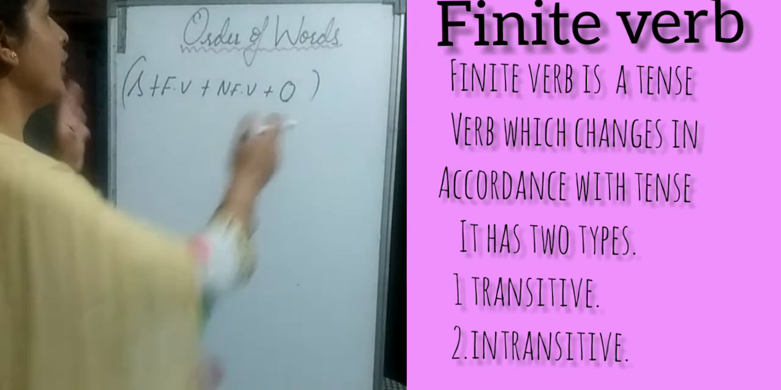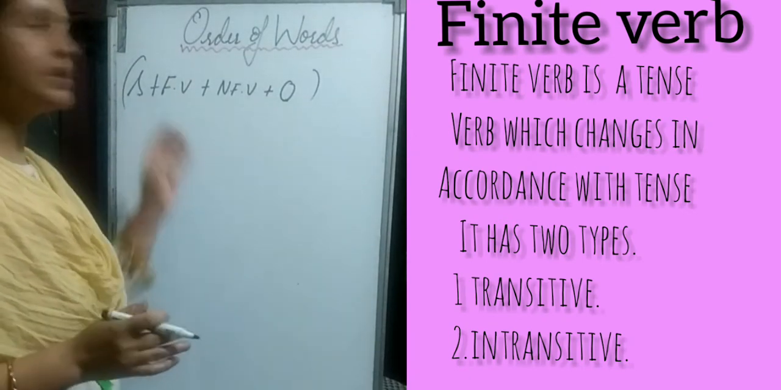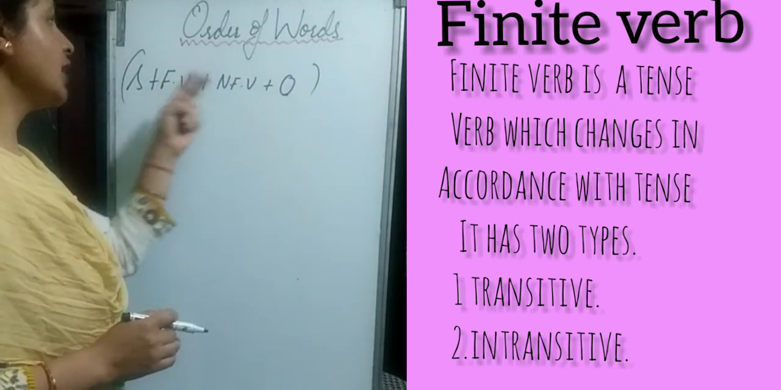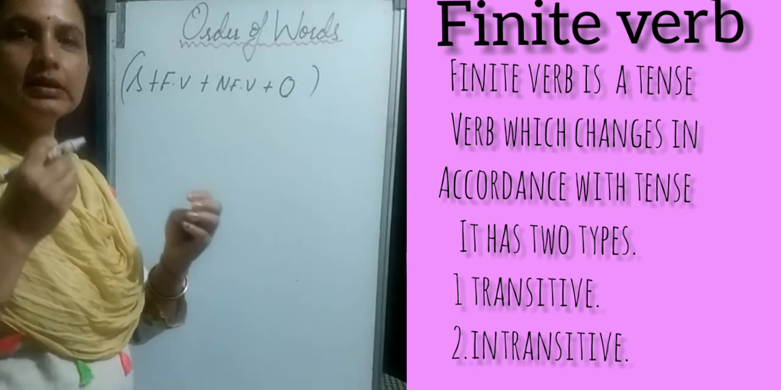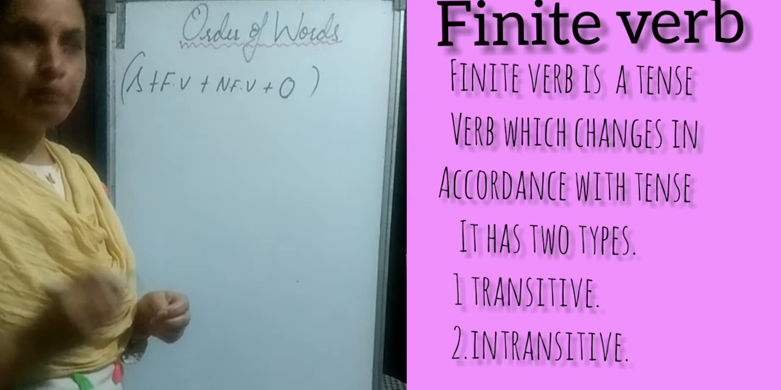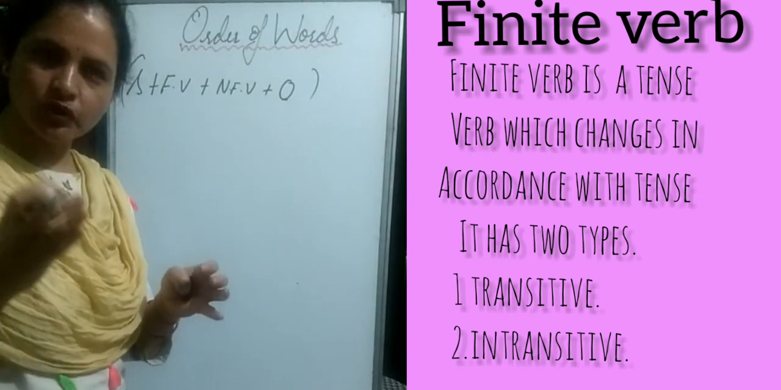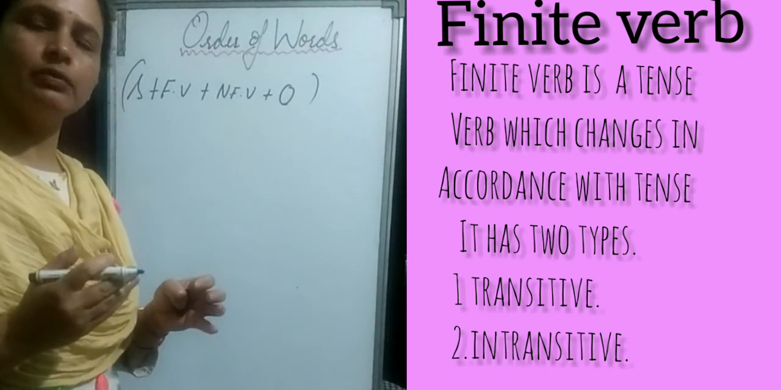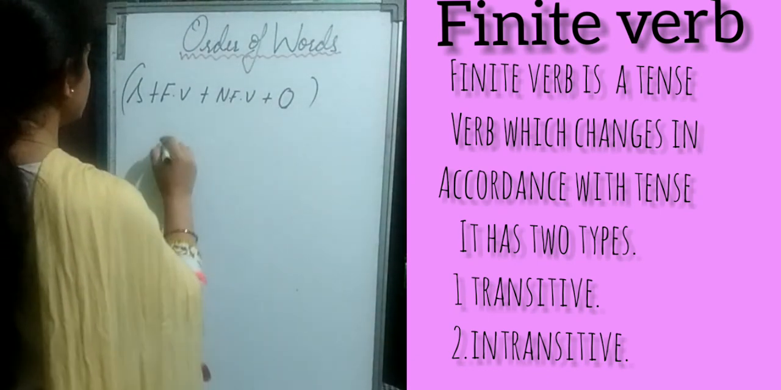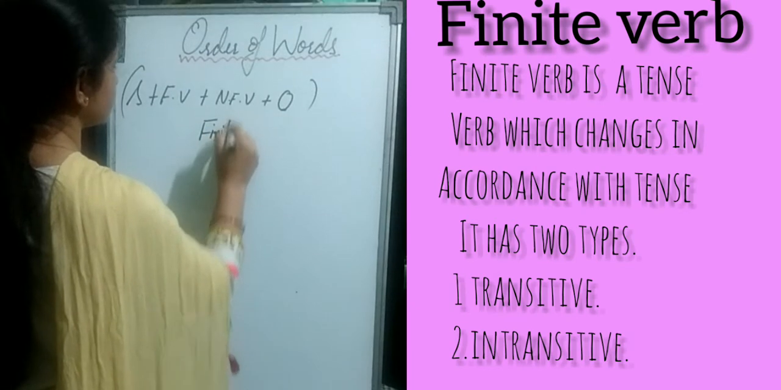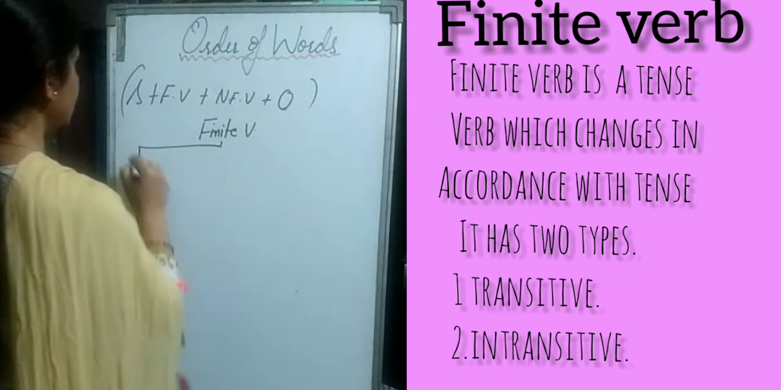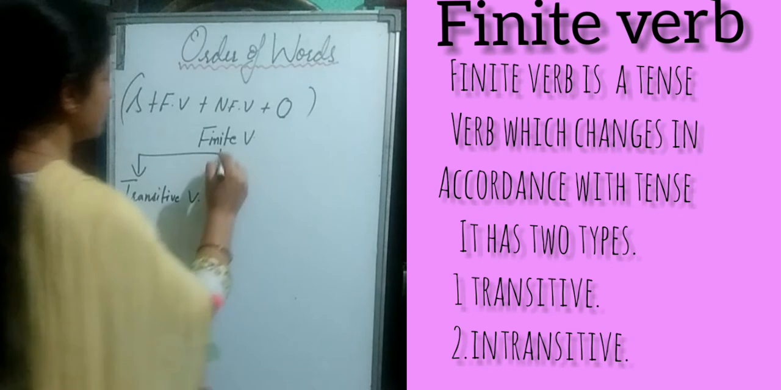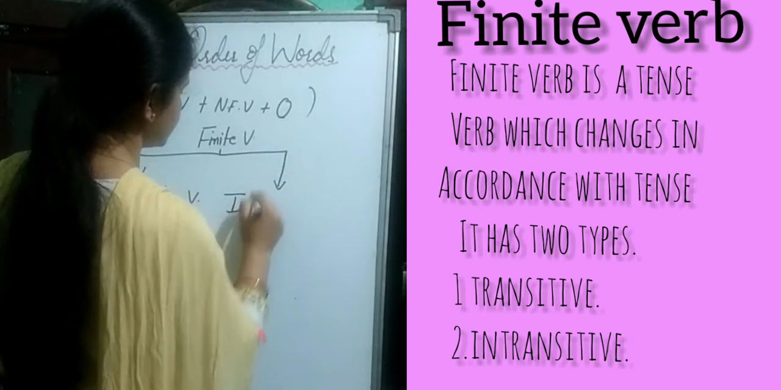Yes, children. According to this order of words, we have already discussed subject and object. Now, before we differentiate between finite verb and non-finite verb, let us discuss the types of finite verb. Finite verb we call tense verb, which changes according to the tense. When the tense changes, the finite verb also changes. Finite verb has mainly two types: transitive verb and intransitive verb.